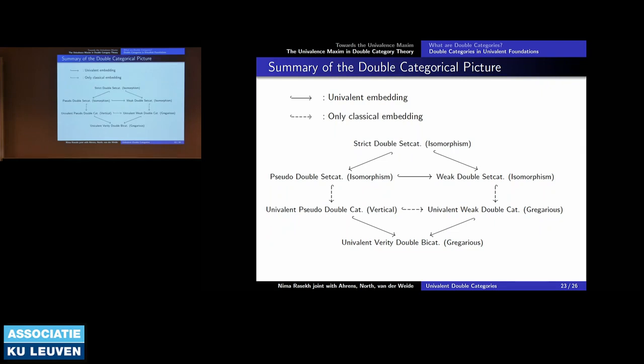And here in the bottom, we have the univalent pseudo and weak double categories, which have their own equivalences built in, but they don't embed into each other. There's no way to go from a univalent pseudo-double category to a univalent weak double category in a way that is just an embedding. However, they both nicely fit into univalent Verity double bicategories. So it's big enough to incorporate these two different notions at the same time. And as far as I know, nobody in the double category literature had a sense that these connections existed in this way.